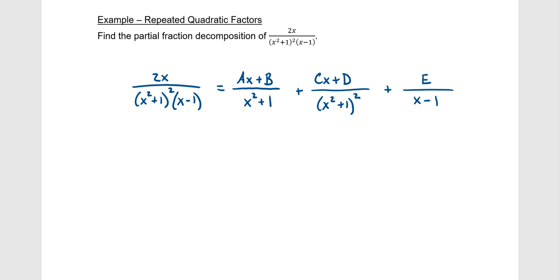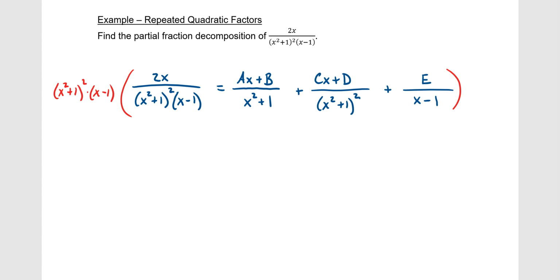So this one, what we're going to end up having to do is always solve for the linear one first if you can, which we will. We'll solve for e first. And then what we're going to have to do after that is equate the coefficients for each variable on both sides of the equation and use that to end up solving for a, b, c, and d. So we'll see that once we get there. For now, we have to multiply both sides by the denominator, x squared plus 1 squared times x minus 1.